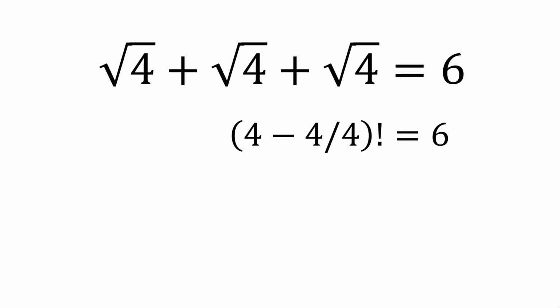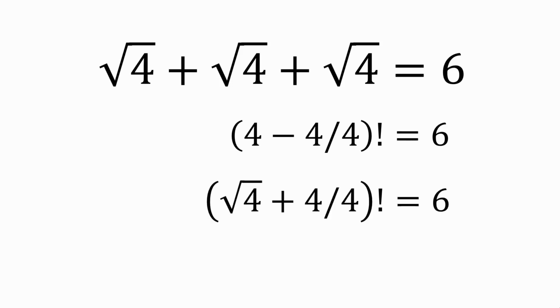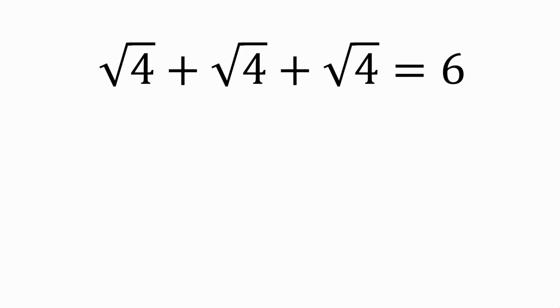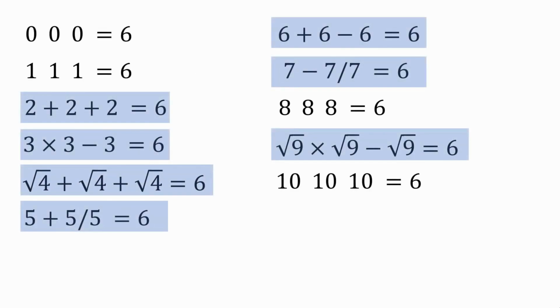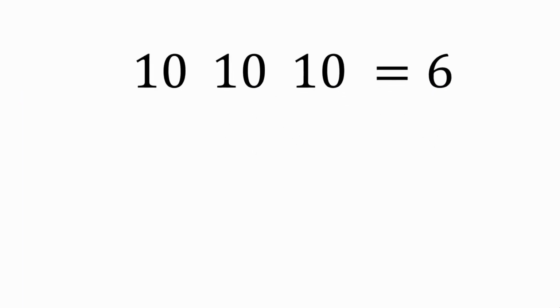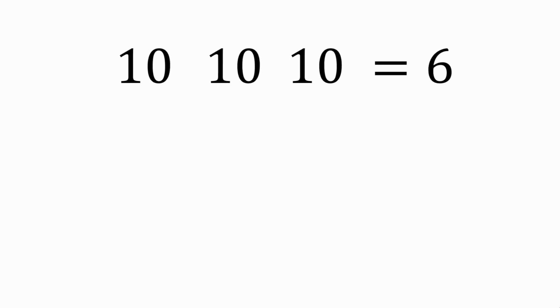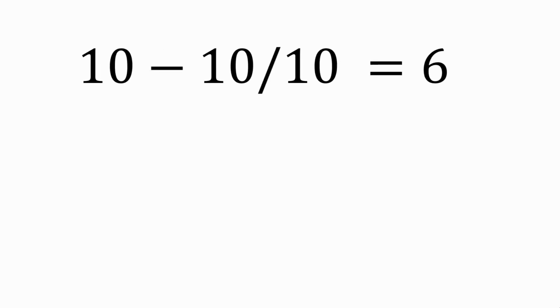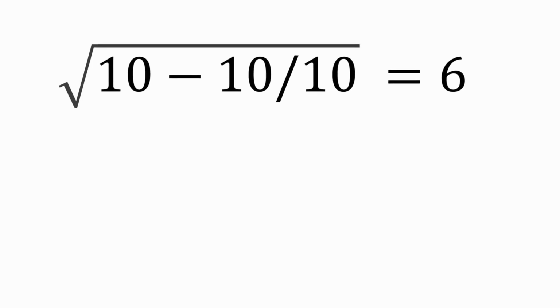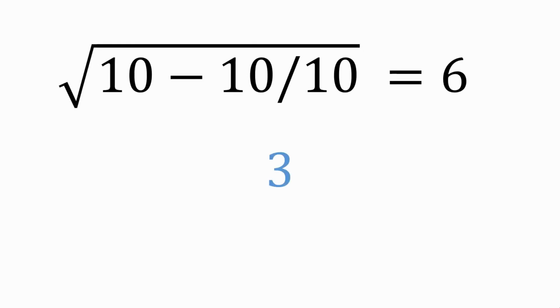Now let's solve 10 10 10 is equal to 6. Let's do this in steps. We'll do 10 minus 10 over 10, and at this point our result is equal to 9. Well, now take the square root of this to get to a result of 3. Then we will take the factorial, so that's how we can get 10 10 10 equals 6. Now what about 1 1 1? Well, notice if we add the 3 numbers we get 3, and then we'll take the factorial and that's equal to 6.